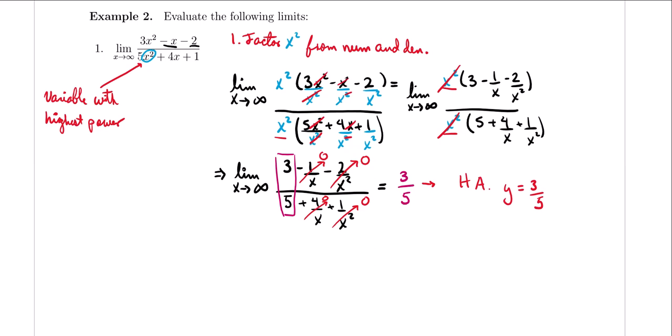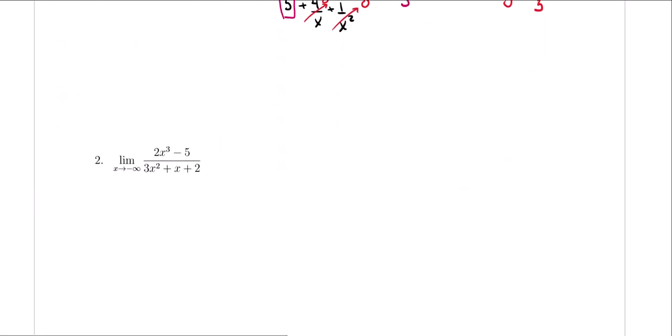I would encourage you to graph this one either on your graphing calculator or on Desmos, so you see that indeed you have a horizontal asymptote, the line y equals 3/5. Now let's take a look at another example, and we're going to be using the same approach. For this problem, we have the limit as x approaches negative infinity of 2x cubed minus 5 all over 3x squared plus x plus 2.